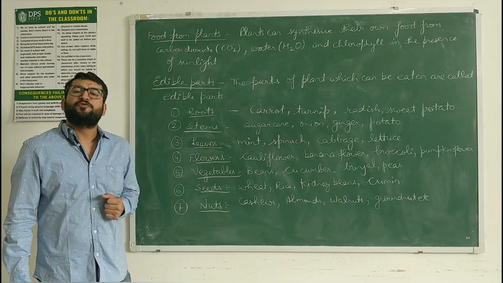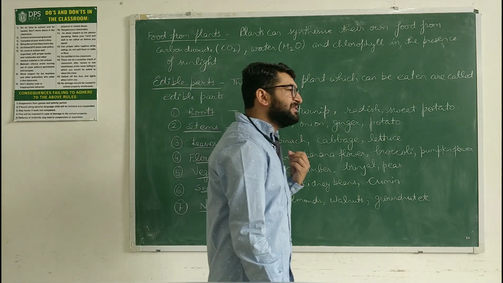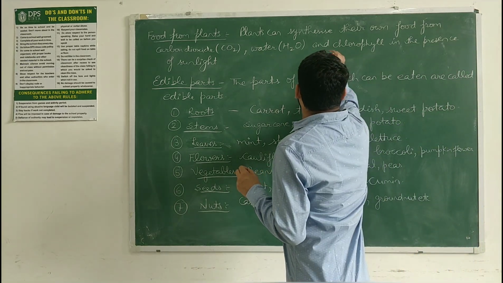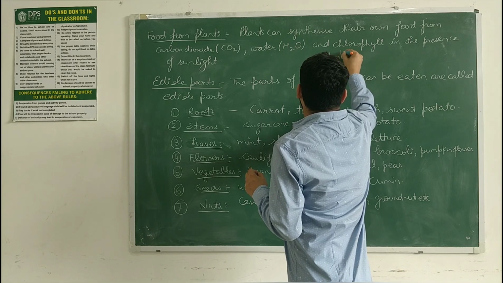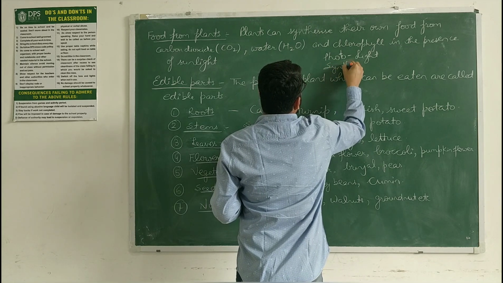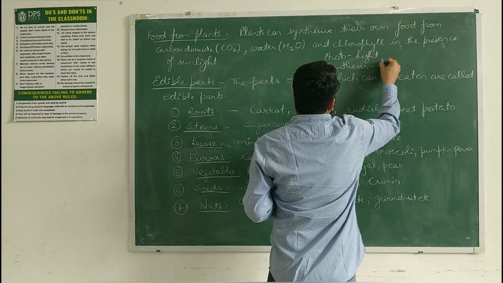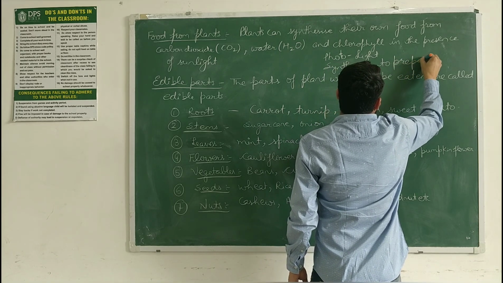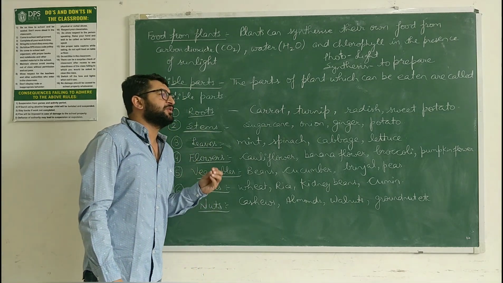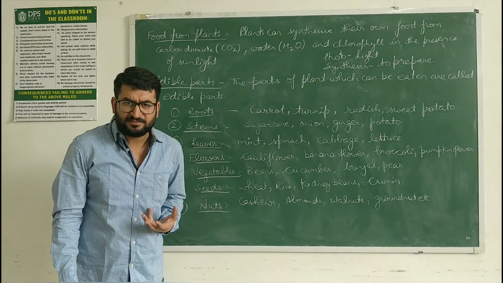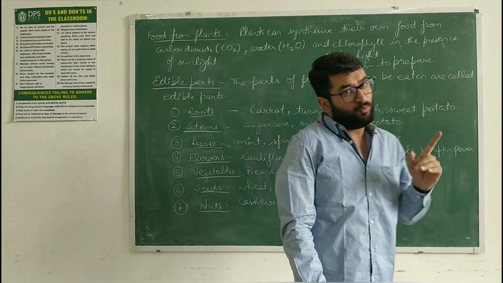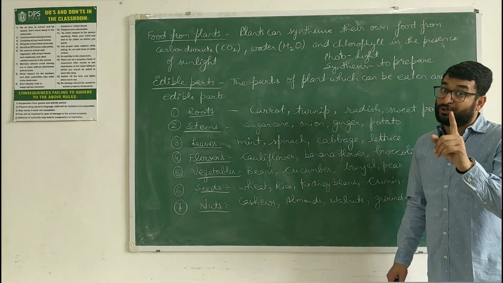Next we'll discuss food from plants. Plants perform photosynthesis. The term photosynthesis is composed of two words. First is photo, which means light, and second is synthesis. Synthesis means to prepare, to form, to synthesize, to make something new. Plants can prepare their own food from carbon dioxide, which they take from the atmosphere. From where do plants take carbon dioxide? From the atmosphere. Water, they take from the soil through their roots.